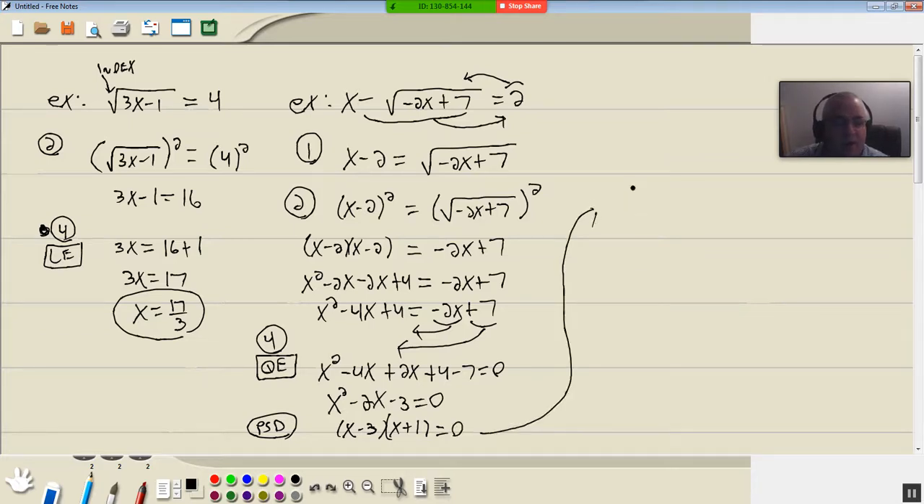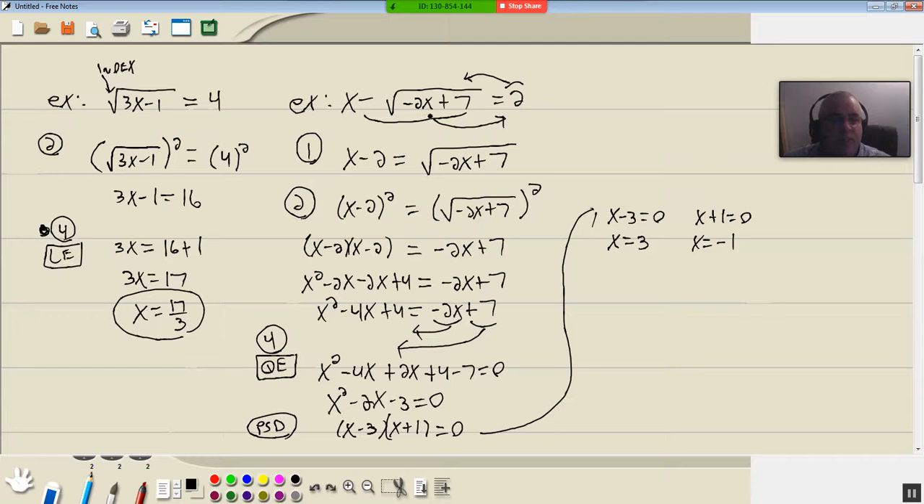Now the zero factor property. You get 0 on one side, you factor the other side, you set each factor equal to 0. So I'll set x minus 3 equal to 0 and x plus 1 equal to 0. Which gives us x equals 3 and x equals negative 1. Maybe. Remember, we have to check our answers.